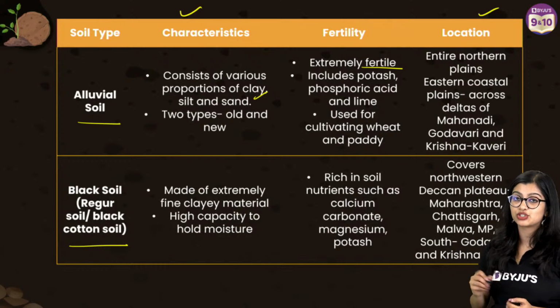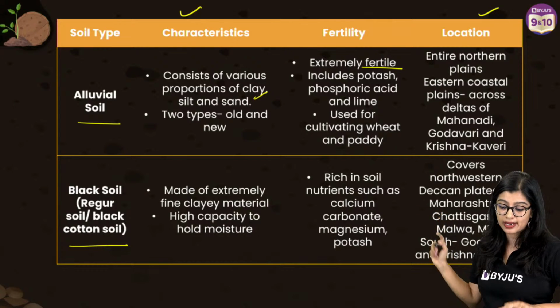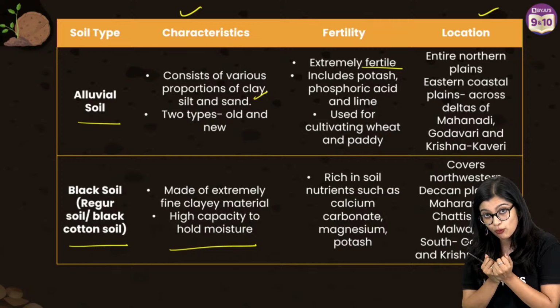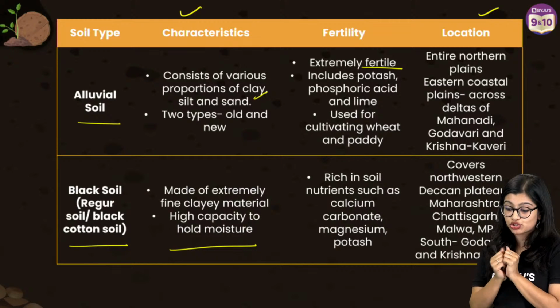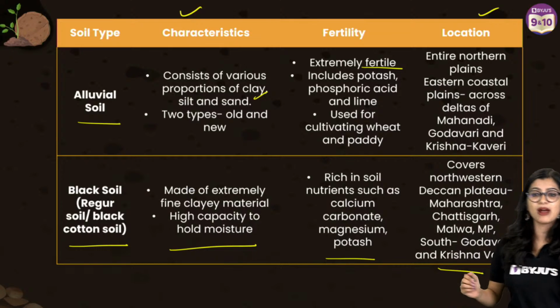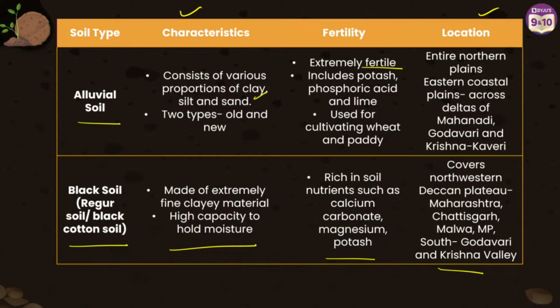Similarly, for black soil, which is known as regur soil or cotton soil, you know that it's made up of clay material. It can hold a lot of water content, so it can hold a lot of moisture. We know that it is rich in these nutrients and where we find them. So everybody quickly take a screenshot for this particular page. You can take a screenshot and then you can make your own table also, right?